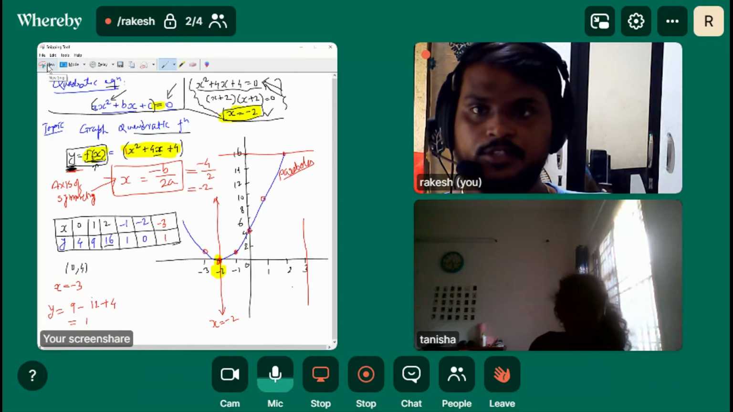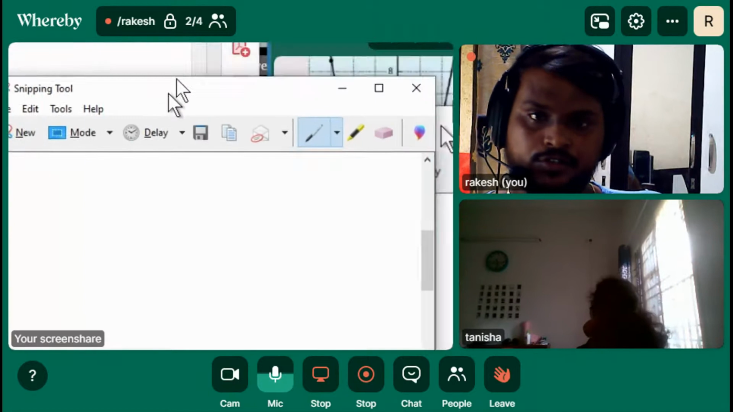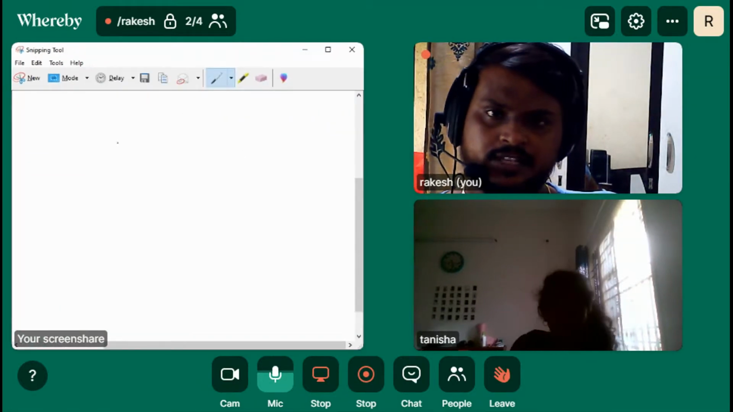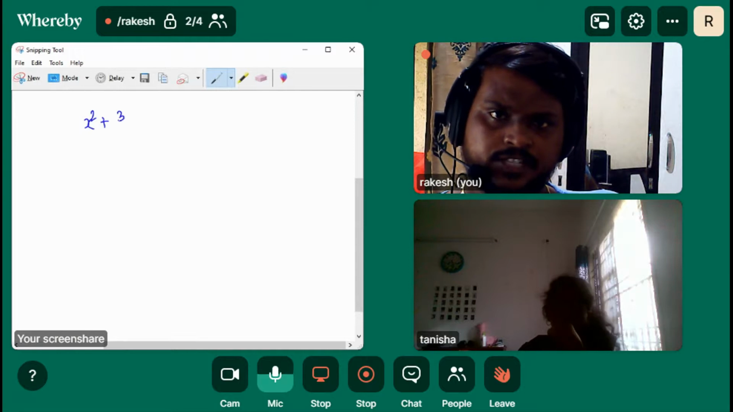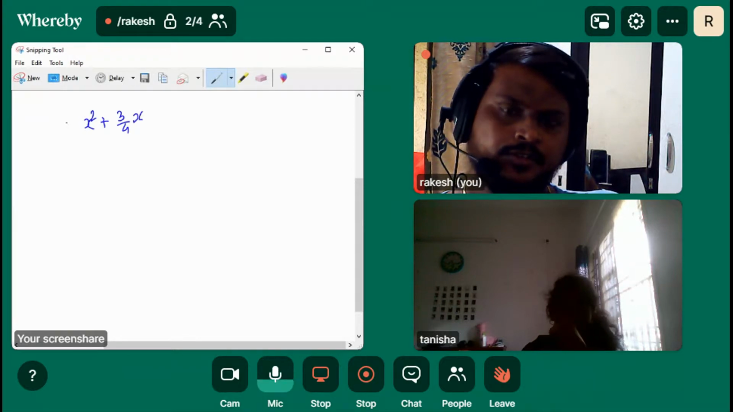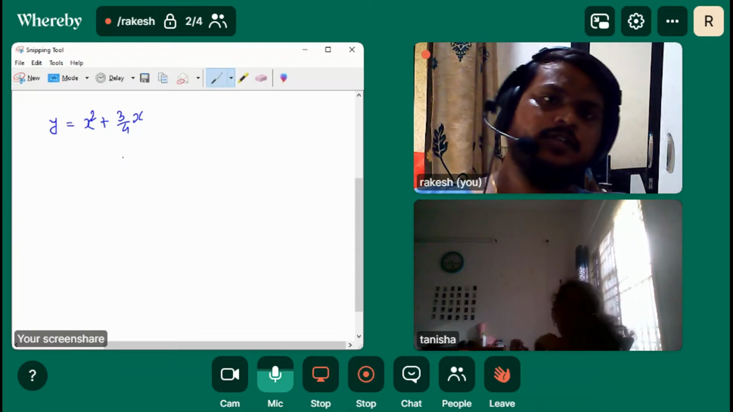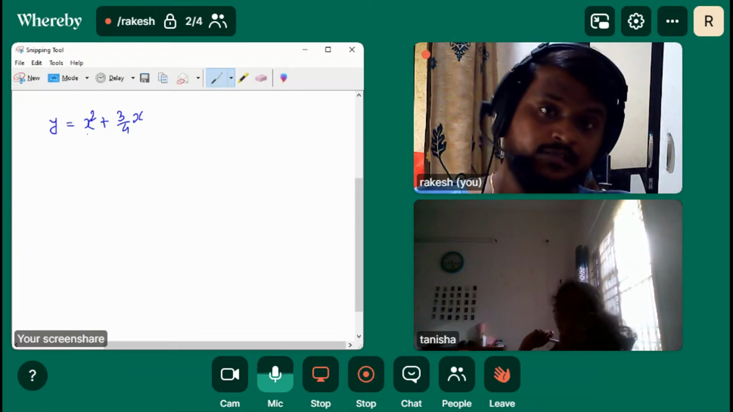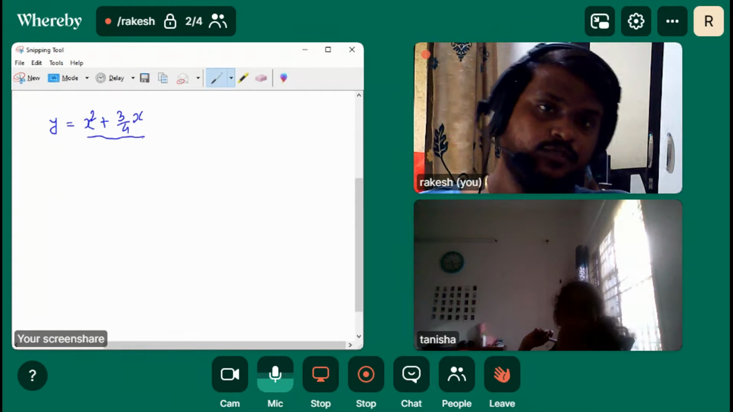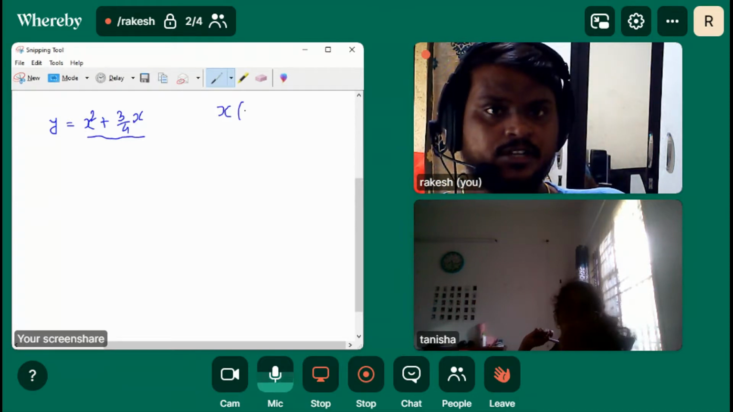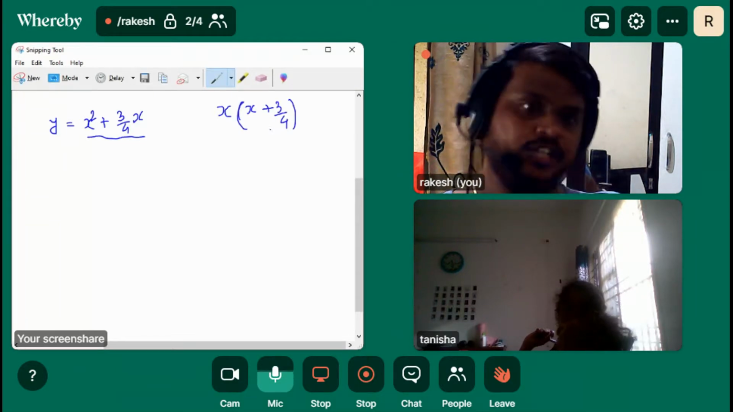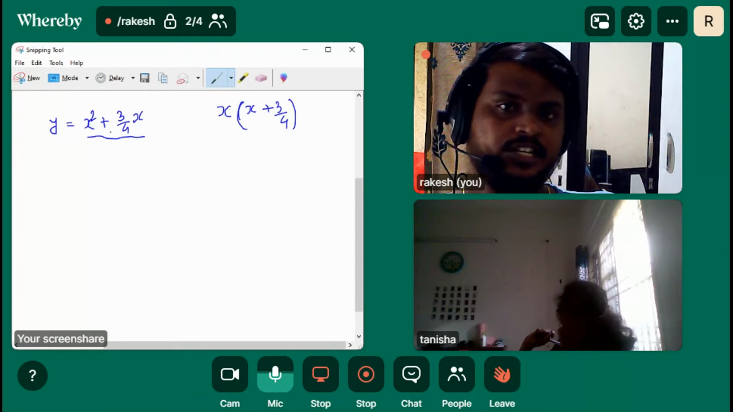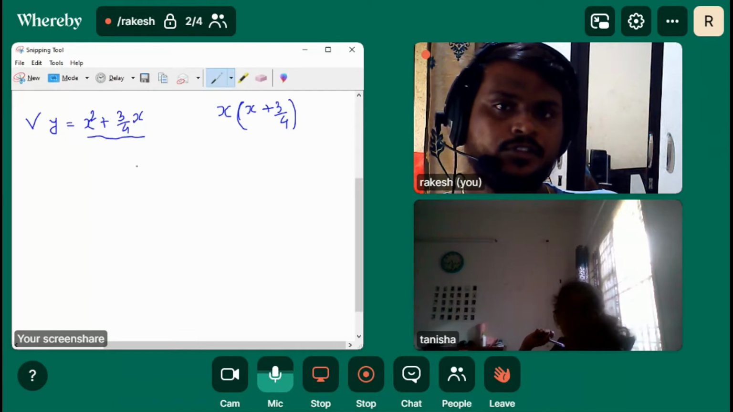Okay, so now tell me your question. You had given x square, I think, x square plus 3 by 4x. So y is equal to x square plus 3 by 4x. The first question was to factorize this, right? So to factorize that, we just take x common and we'll get x into x plus 3 by 4, because we can take x common. Now we have to draw this graph, right?